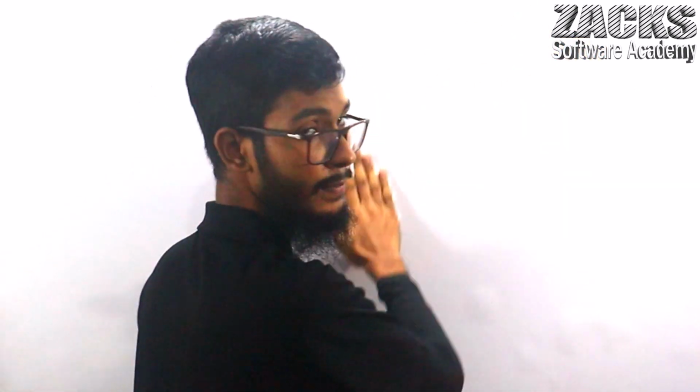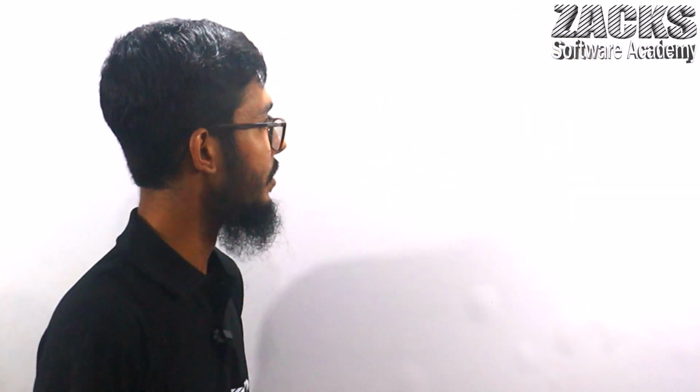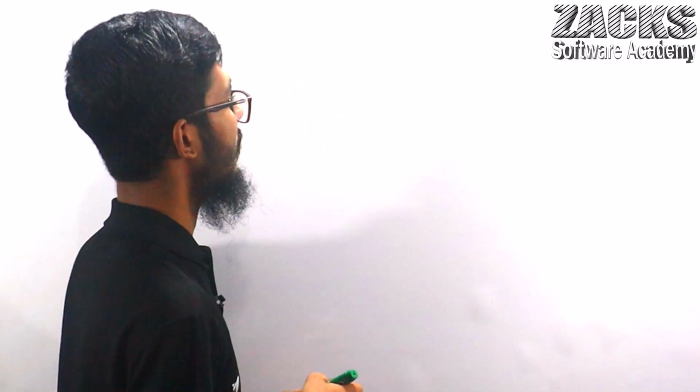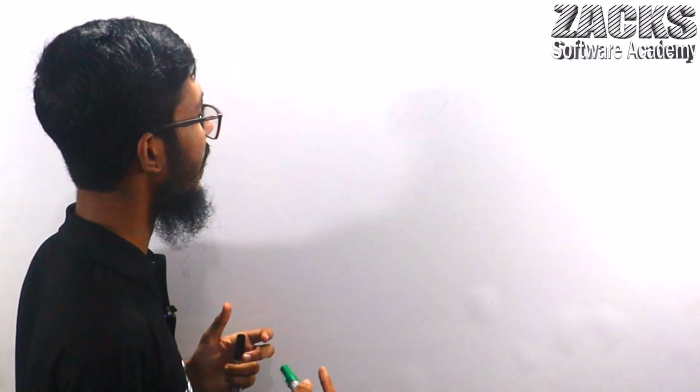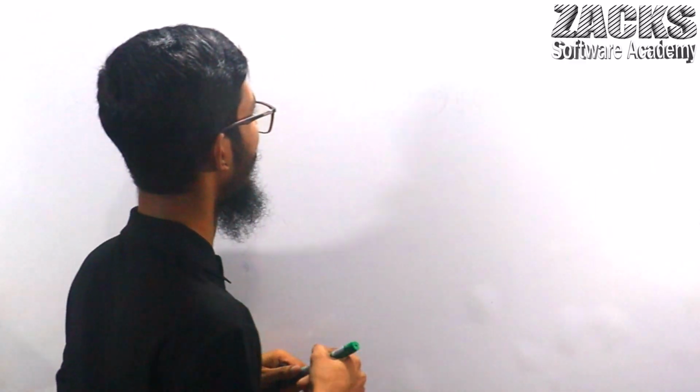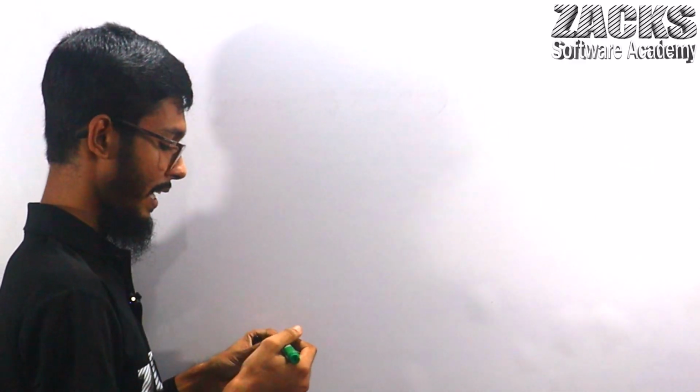Okay, now let me write this program. First of all, let me write the C program, or I can write the Java code also. Okay, I think everything is visible, right? Let me write from here. For example, let me write the Java code now.